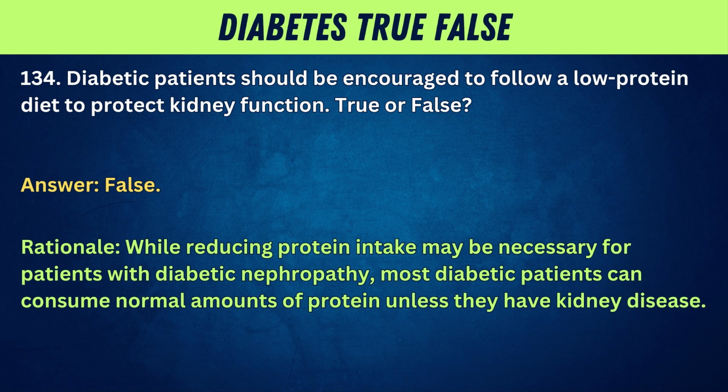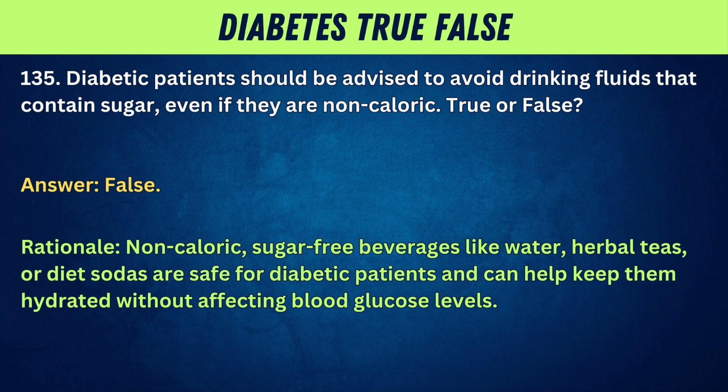True or false? Answer: false. Rationale: while reducing protein intake may be necessary for patients with diabetic nephropathy, most diabetic patients can consume normal amounts of protein unless they have kidney disease. 135. Diabetic patients should be advised to avoid drinking fluids that contain sugar, even if they are non-caloric.